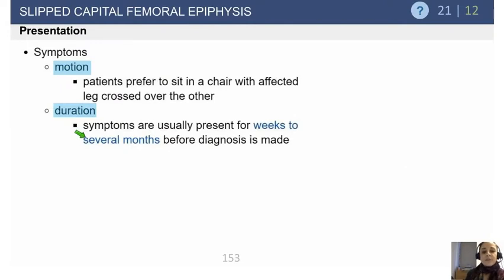So in general, when you see these patients, they prefer to sit in a chair with their affected leg crossed over each other, or they slouch in their chair secondary to limited hip flexion. Symptoms have usually been present in these patients for a prolonged period of time. The most recent study that's come out about delay in diagnosis shows that patients have had symptoms for an average of 17 weeks before their symptoms were identified as being secondary to a SCFE.